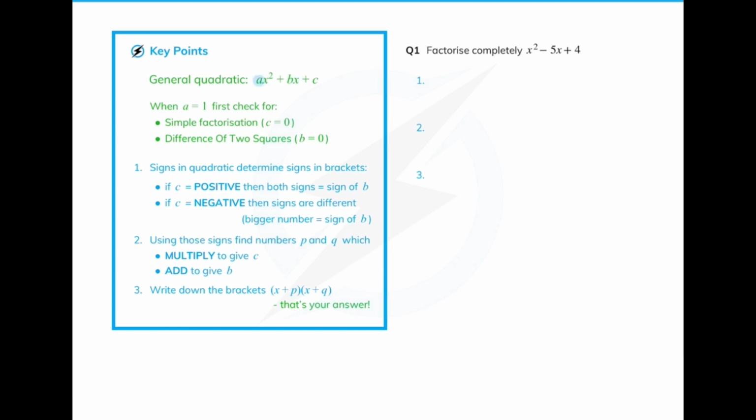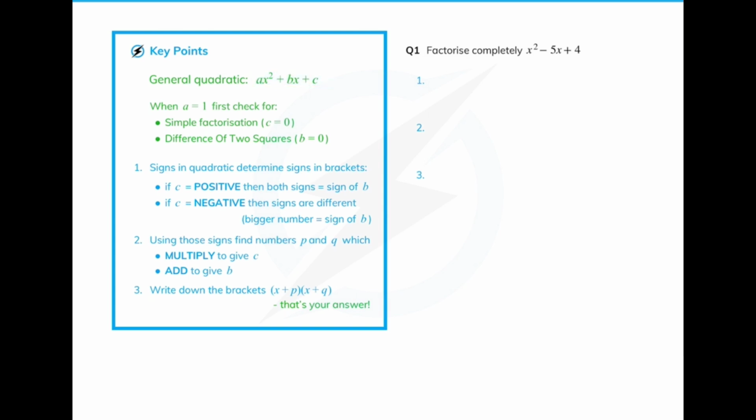And if there's no b and we just end up with ax squared and, well, actually it'll be minus c always, that's the difference of two squares. And there are separate tutorials dealing with those. So once we've established we've got a full quadratic with 3 terms and a equals 1, what do we do?